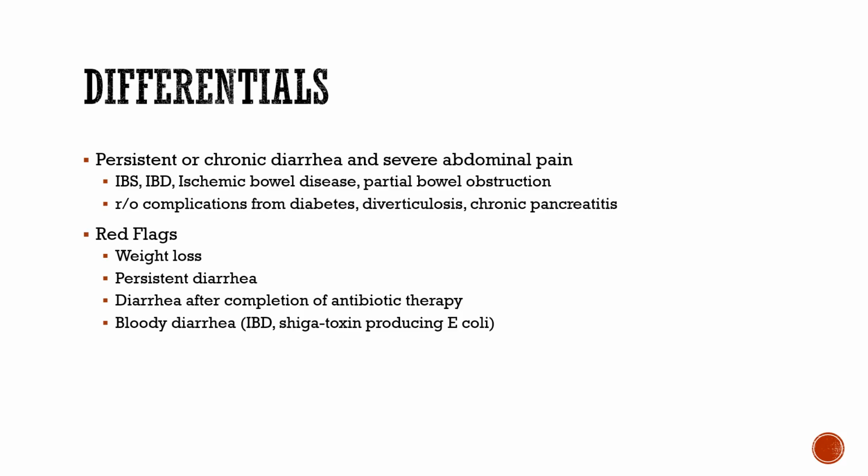You also want to be aware of risks for Clostridium difficile or C. diff. Anybody that's been on antibiotics in the recent past 6 weeks or so with persistent diarrhea very well could have C. diff. Other red flags include weight loss and bloody diarrhea. Bloody diarrhea, you have to rule out inflammatory bowel disease and the Shiga toxin producing E. coli. This is found in certain areas and can cause terrible disease.